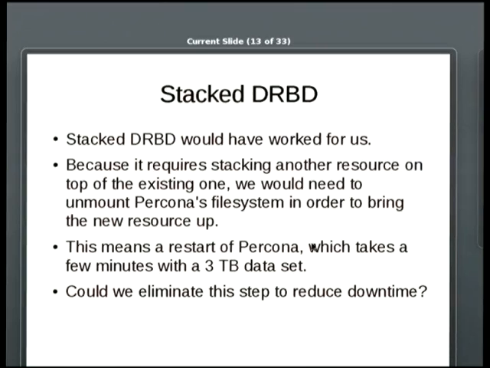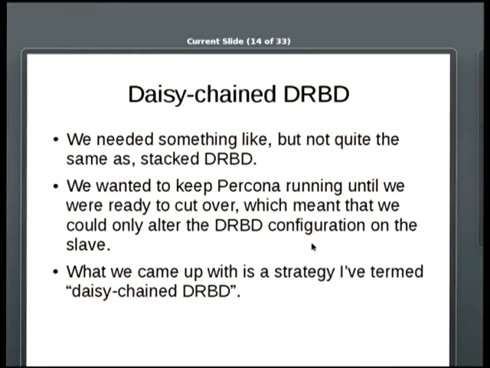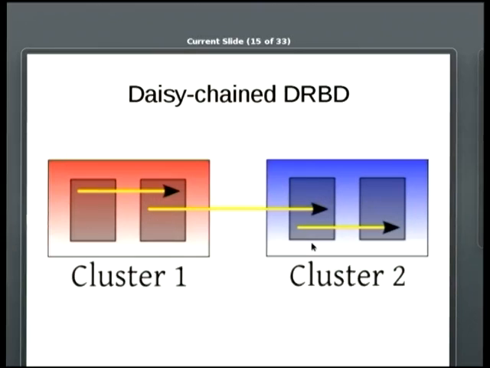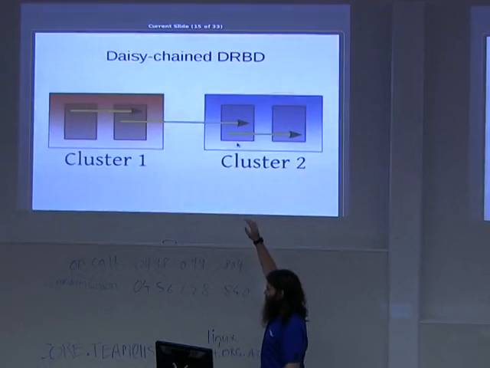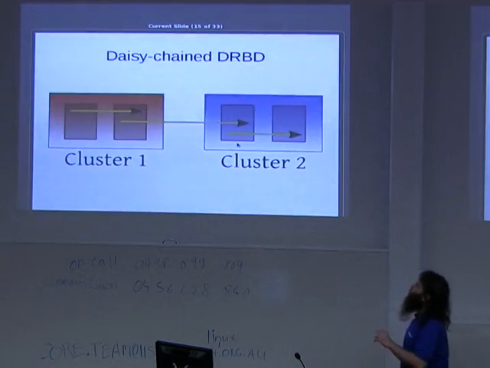So I wanted to look for a solution that would let us effectively do what stacked DRBD is doing, but not require us to restart Percona until we actually need to cut over. And so I came up with an idea that I've called daisy-chained DRBD, which on the surface appears to be similar to stacked DRBD. It would allow us to keep Percona running right up until cutover. And that's more or less what it looks like. So because the DRBD resource on cluster one is now at the top of the stack, sorry, I should probably explain how the data is moving through these diagrams.